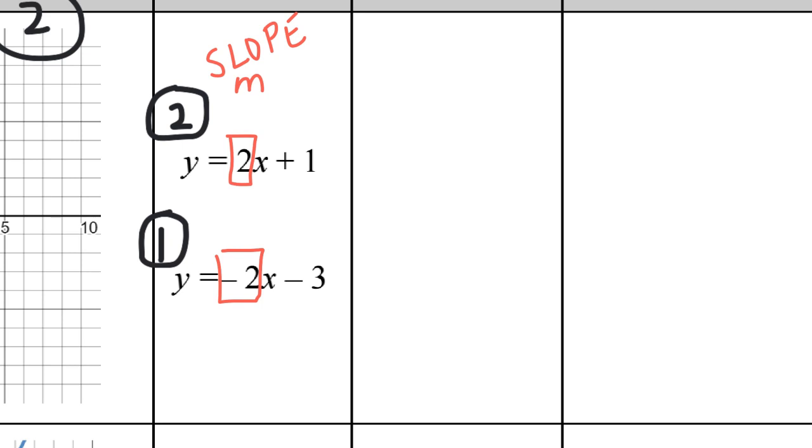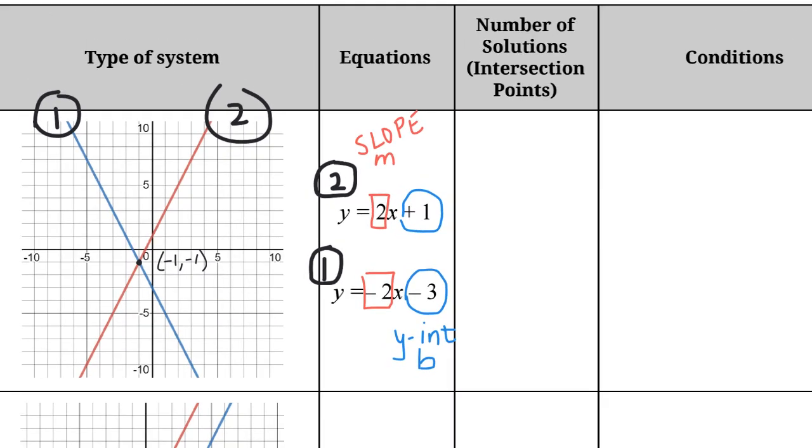All right, the second number that we see in our equations, which I'm going to circle in blue, represents our y-intercept. A y-intercept can be positive or negative, and in algebra, we use a lowercase letter b to represent our y-intercept. So when we looked at our graph, we could clearly identify that this system of equations had one point of intersection, and that one point of intersection was located at (-1, -1).